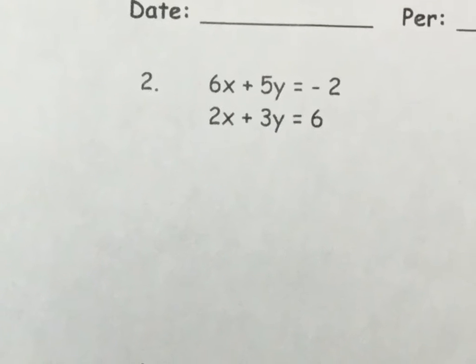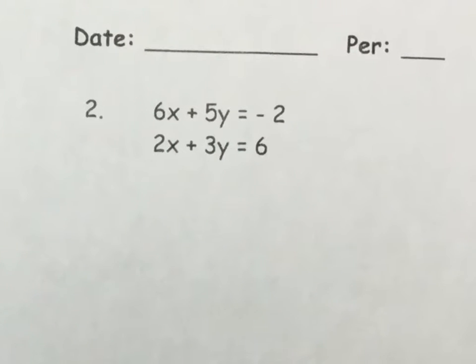Alright, so here's this next equation. We once again have the x here and the y here, and on the other equation we have the x and the y also on the same side. You notice how none of the numbers are the same on the x's or on the y's, so that means that we're going to have to multiply.